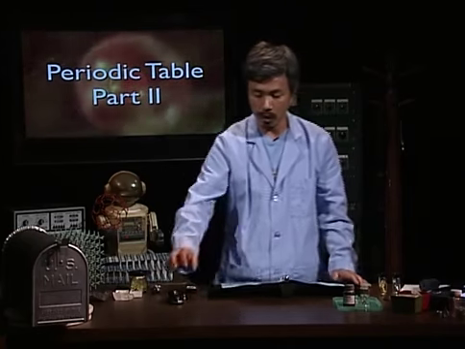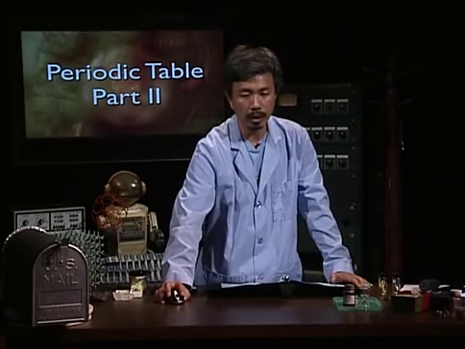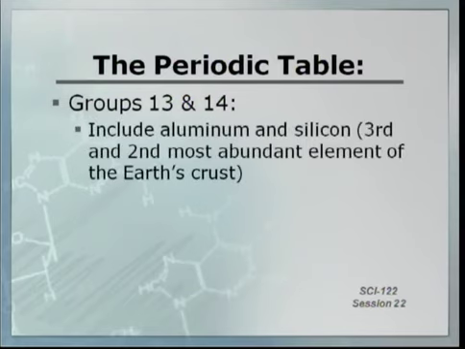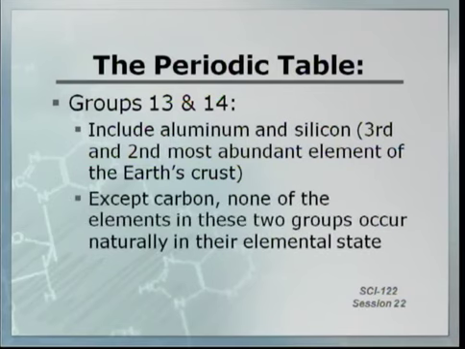All right, so let's move on. As we move over to the next columns, we are now looking at groups 13 and 14. These are the elements including aluminum and silicon, the third and second most abundant elements of the Earth's crust. And except for carbon, none of the elements in these two groups occur naturally in the elemental state either.